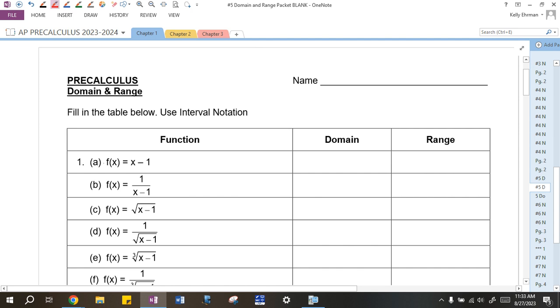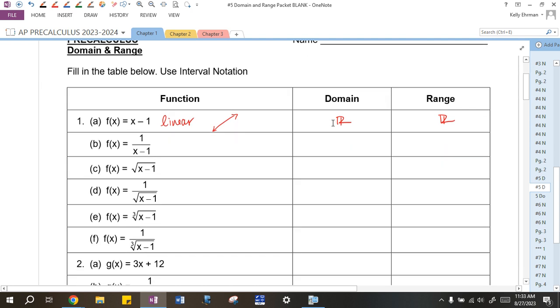All right, so f of x equals x minus 1, that's linear. So the domain is all real numbers and the range is all real numbers. This line looks something like this. It's got a positive 1 slope, so no issues there.